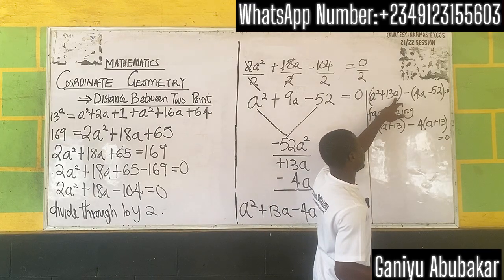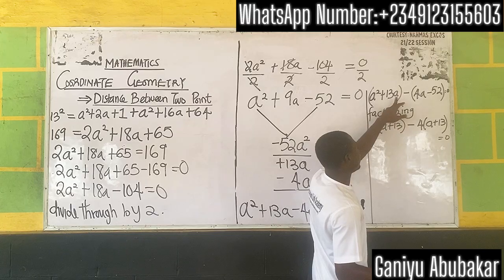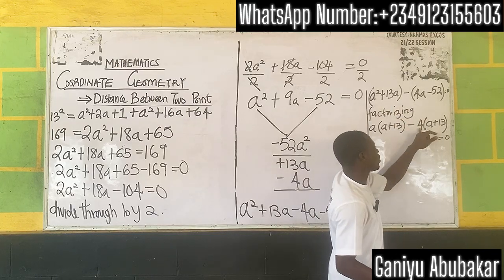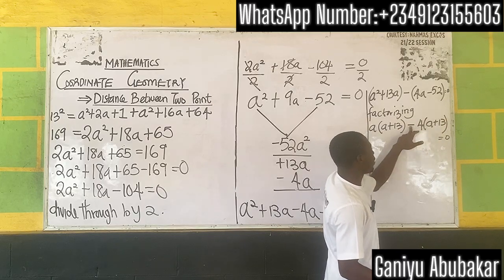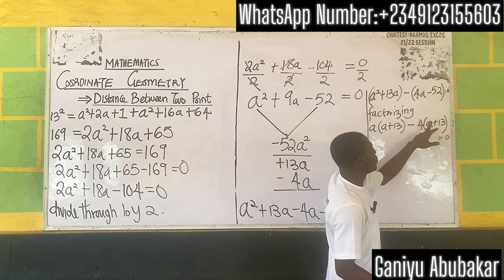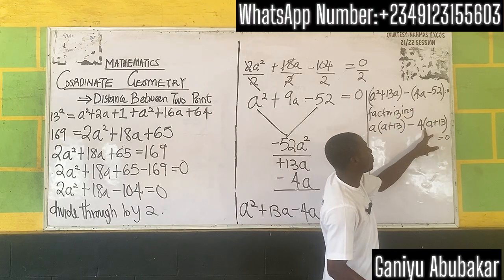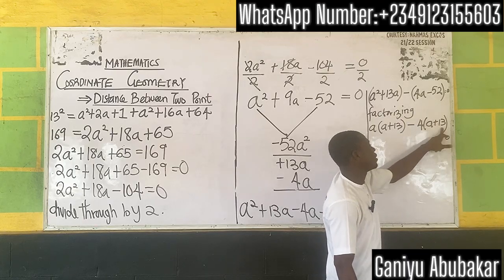So a is common here, being a times a gives you a squared, a times 13 gives you 13a. Negative, negative. What's common here is 4. 4 times a gives you 4a. Minus 4 times positive 13, sorry, minus 4 times a gives you minus 4a. Minus 4 times plus 13 gives you plus, minus gives you minus, 4 times 13 gives you 52.